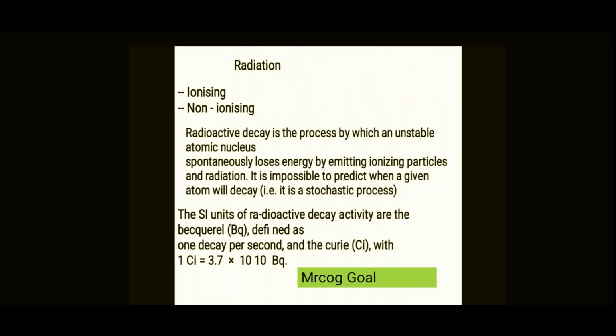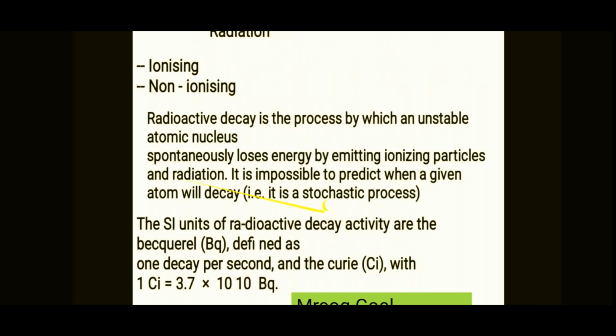Now let's read about the radiation. You know that there are two types, ionizing and non-ionizing. The radioactive decay is the process by which an unstable atomic nucleus spontaneously loses energy by emitting the ionizing particles and radiation. It is impossible to predict when a given atom will decay. Okay? So the SI unit of radioactive decay is becquerel, and it is defined as 1 decay per second. Okay? And 1 Curie is 3.7 into 10 raised to 10 becquerel.